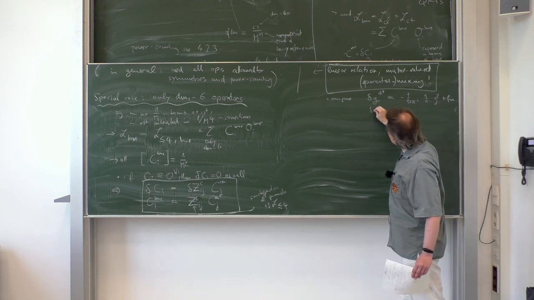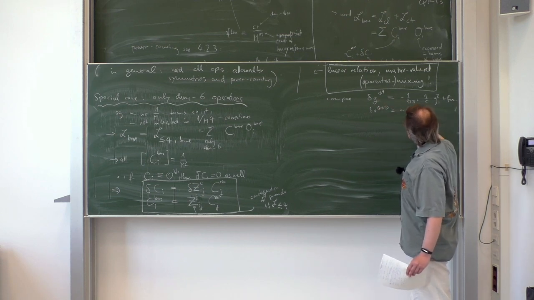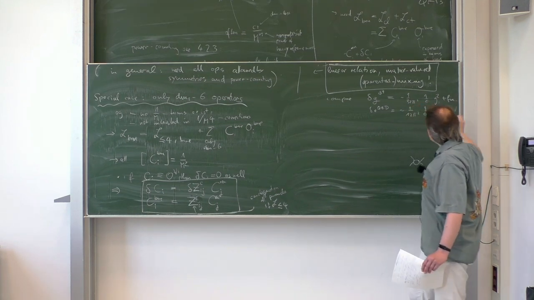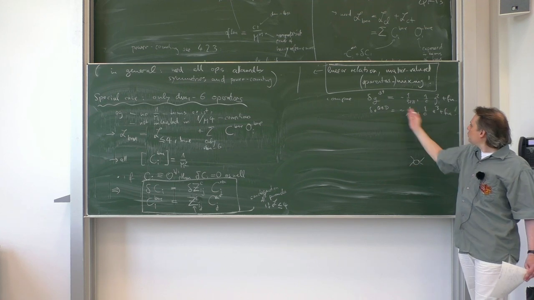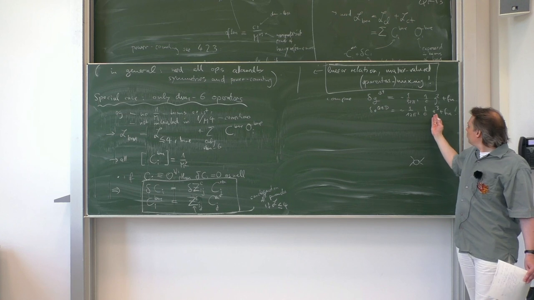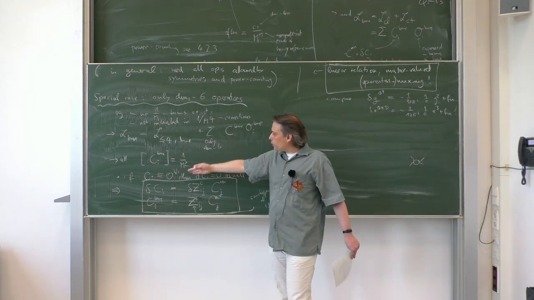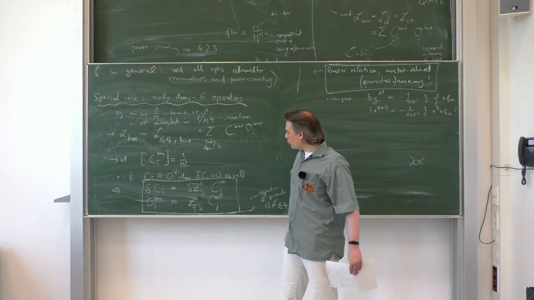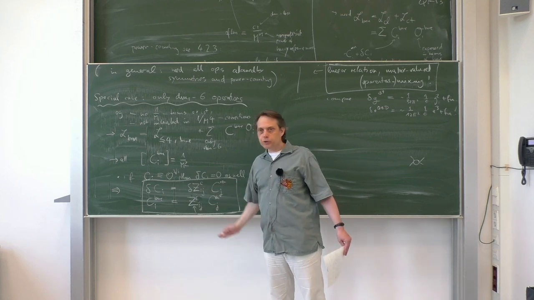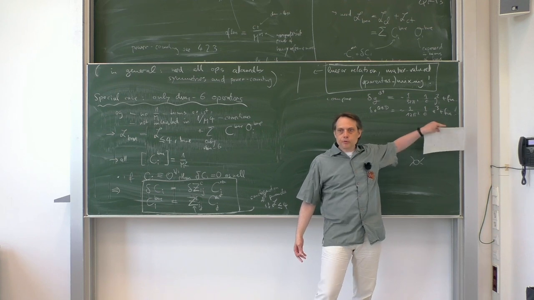Or in QED, delta e was something like 1 over 12 pi squared times 1 over epsilon times e cubed, plus finite corrections depending on the renormalization scheme. So here delta e is proportional to e cubed. So there is normally not a linear relationship between parameters and renormalization constants, but for the dimension 6 Wilson coefficients, if we are only interested in dimension 6, there exists such a linear relationship with prefactors, which however are functions of all the normal coupling constants.